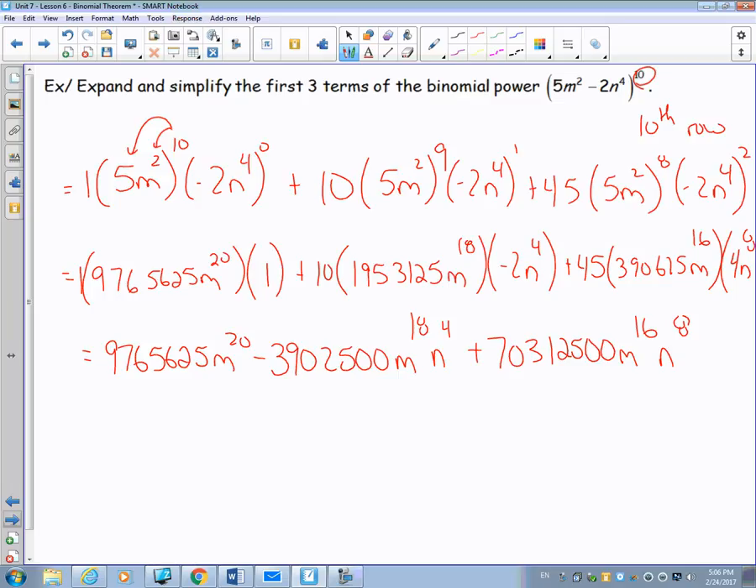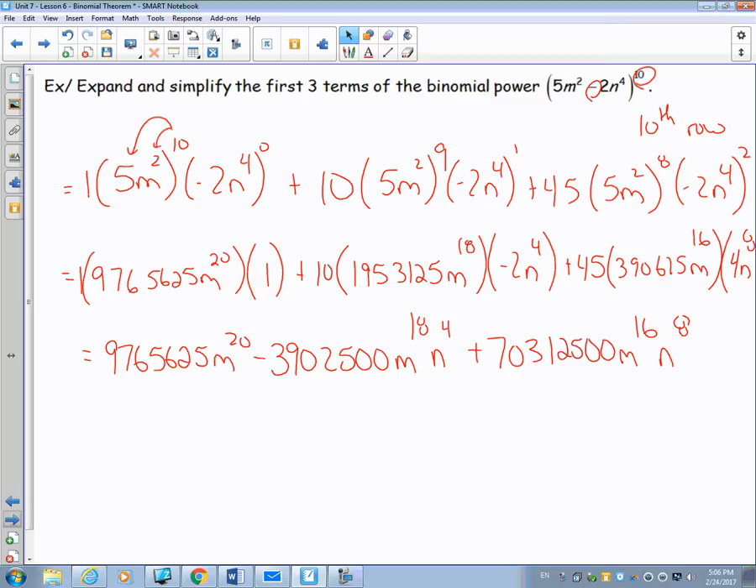enough there to actually see something's going on. Okay, we're alternating signs, which is good because we had a negative sign. Our exponents are following a pattern. The m's seem to be going down by 2 each time, and the n's are going up by 4 each time. So it's enough to give you an idea of the pattern.